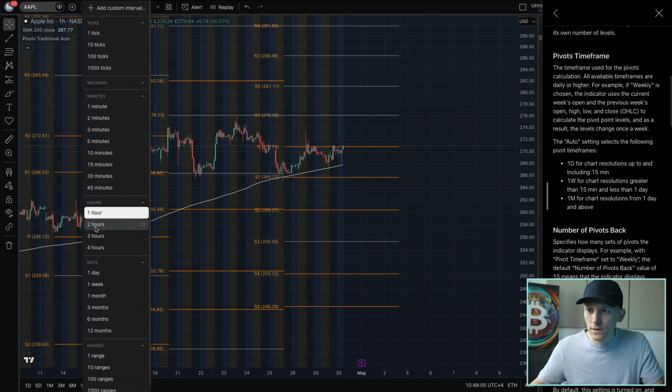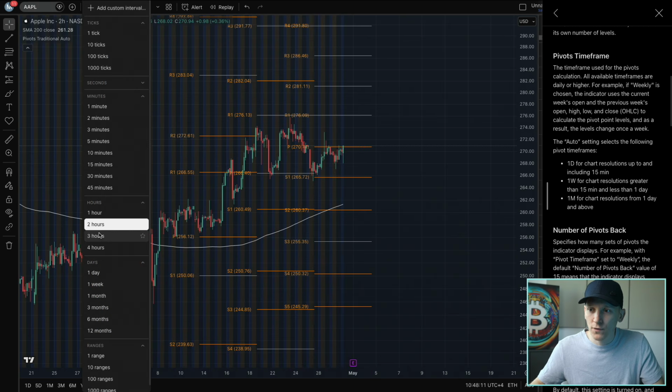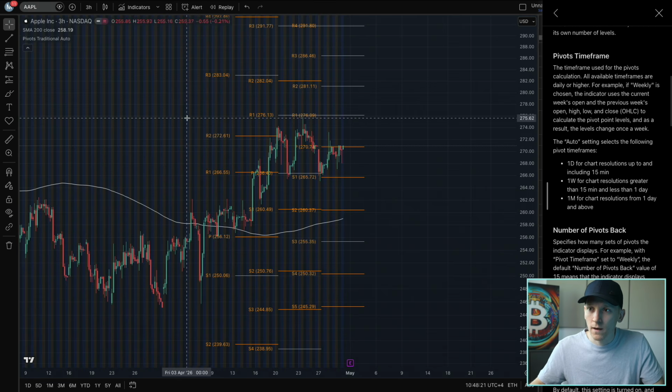If we go to the 2 hour, you'll also notice that the pivot point is around 270 again. So it's the same pivot point. If we go to the 3 hour, we will be again looking at 270. Just on the right hand side here, you can see the price. So that's all the same pivot point. You're using the weekly pivot point there, so the previous week's data.